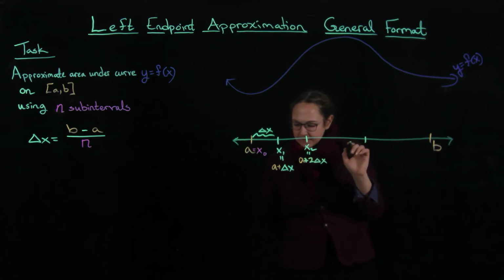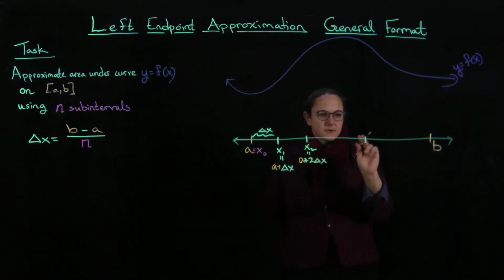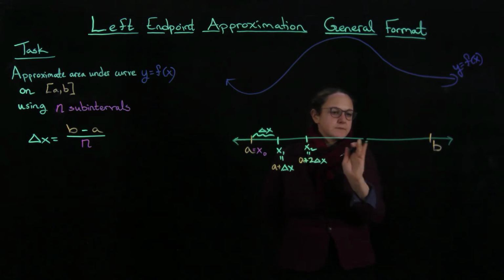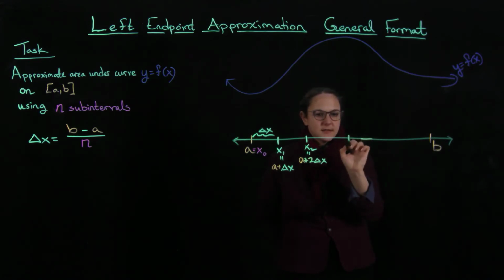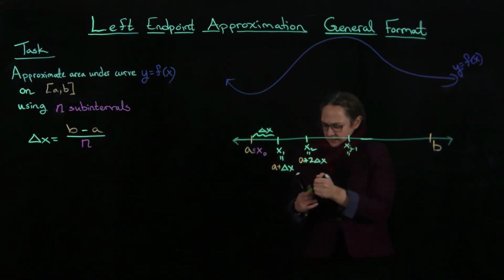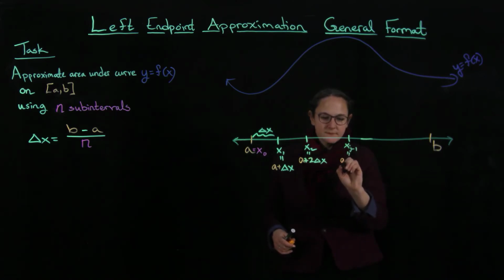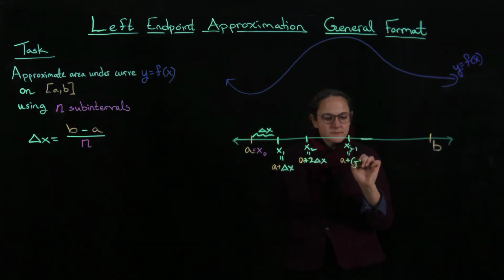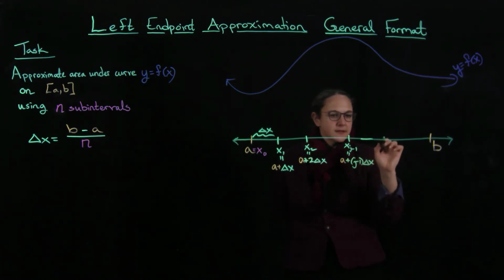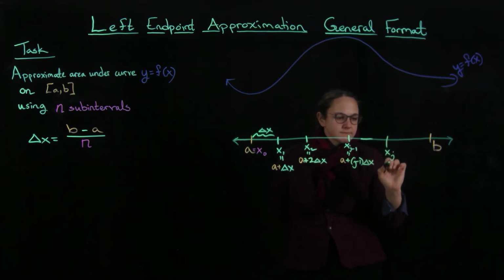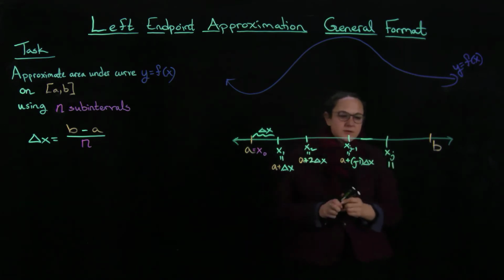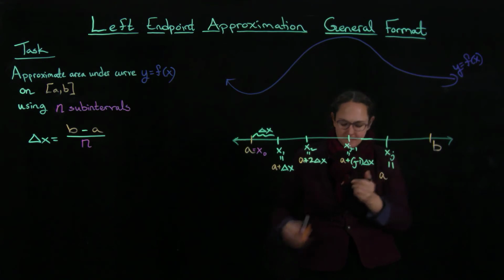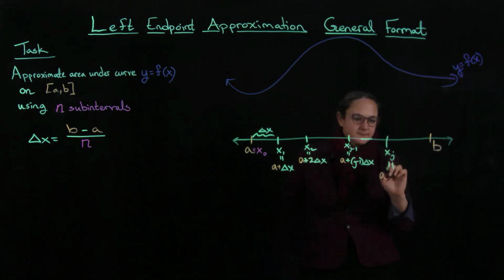I'm going to slightly move this over. Let's say that it's like here. So I have an xj minus 1 is going to equal, again, I take my a, and then I add to it j minus 1 times delta x. Let's put an xj here. And this is going to equal, so now I have a plus j times delta x.